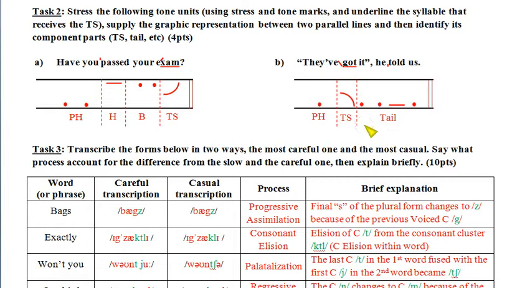What comes after the tonic syllable is called tail. At the very beginning, unstressed syllables are called the pre-head. In this tone unit, we don't have a head and we don't have a body. Please, I repeat, don't forget to close the tone unit with the 2 bars.